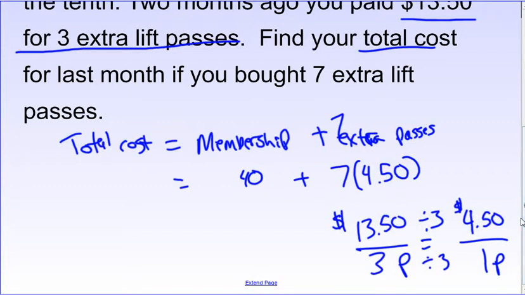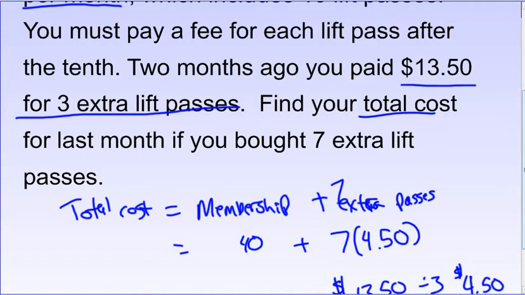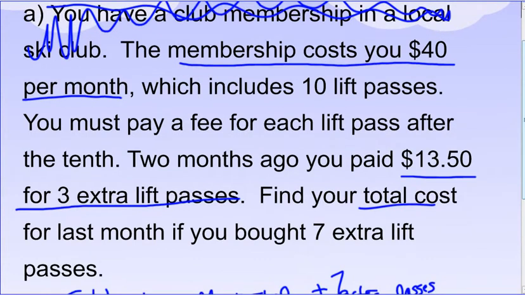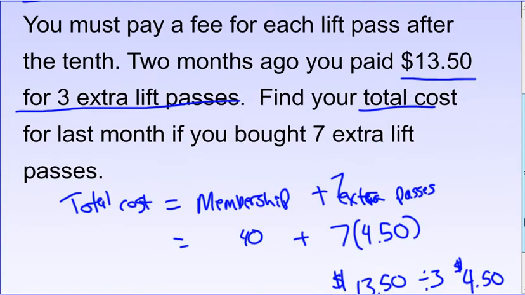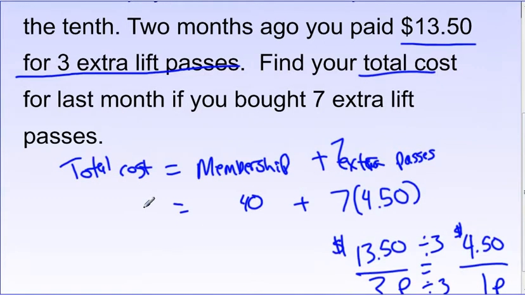I'm going to pause right here and talk through what I've done one more time just to make sure you're understanding where I'm coming from and why I have this stuff here. So, in the problem, it says membership costs $40 per month, and then after you've used up your given lift passes, it costs you extra. It says 2 months ago you paid $13.50 for 3 extra passes. And they want us to find the total cost for the month if you bought 7 passes. So the verbal model was the total cost is your membership plus 7 extra passes. We knew the membership cost $40, but we did not know how much 7 extra passes cost.